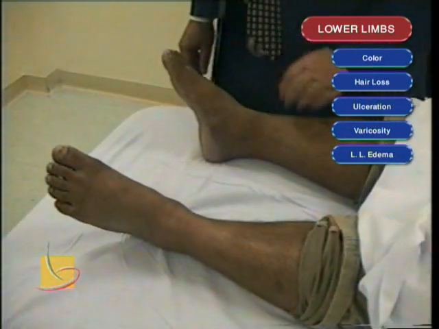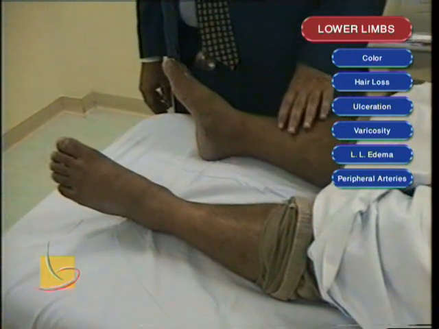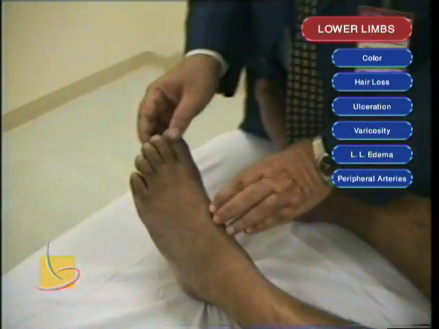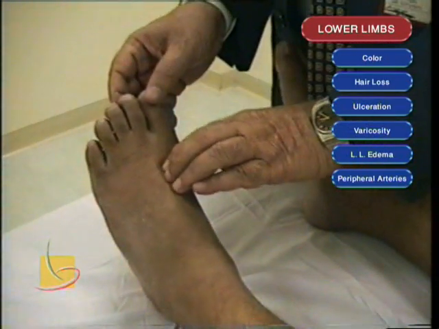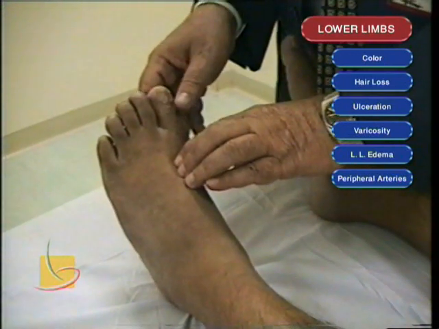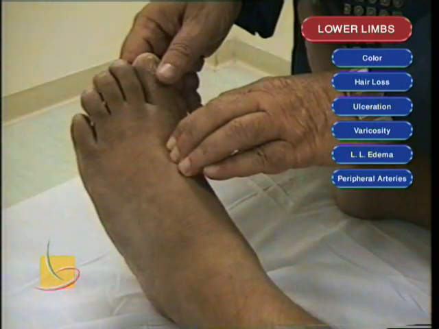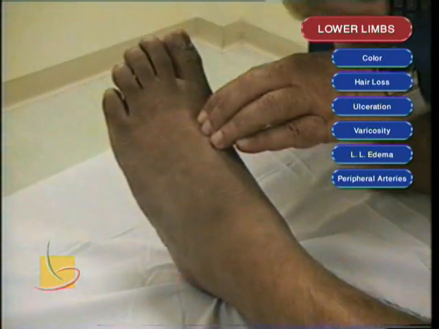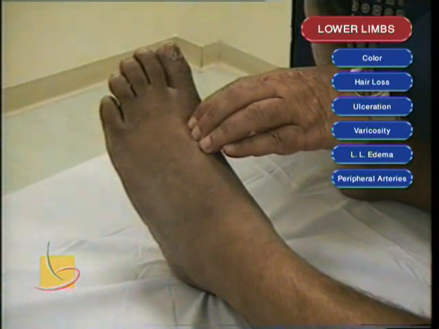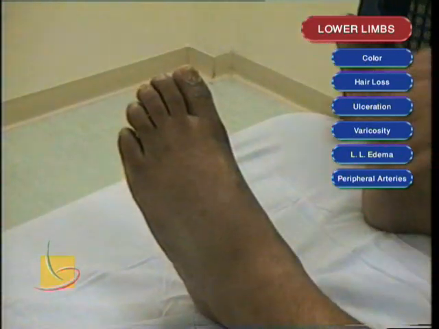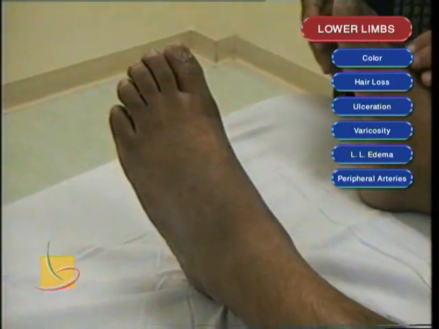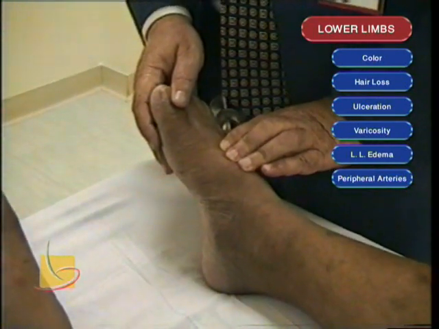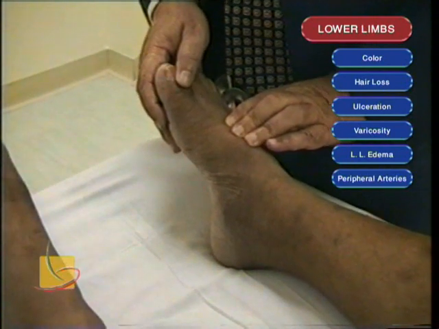Then, after we finish the evaluation of edema, we have to evaluate the peripheral arteries, and we start with dorsalis pedis. Dorsalis pedis artery is found in the dorsum of the foot, just between the first and second metatarsal bones here, and I can feel it very nicely here. So once it is present with good volume, it means that the circulation in that leg is well and good, and I don't need to palpate any more arteries. If it is absent, I will see the other side. I will palpate the other side in the same place. If it is present, well and good.